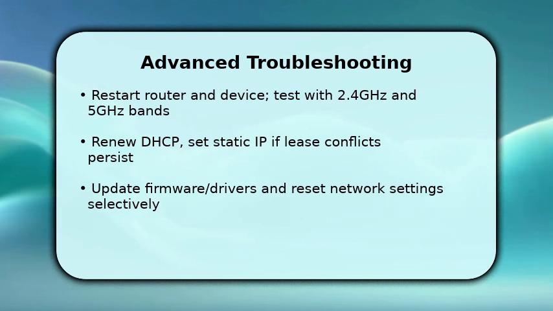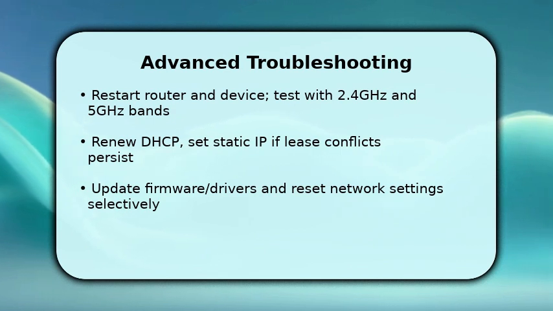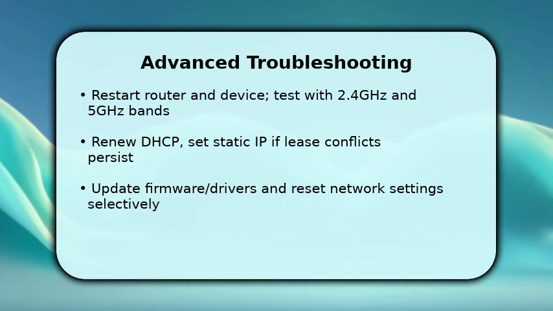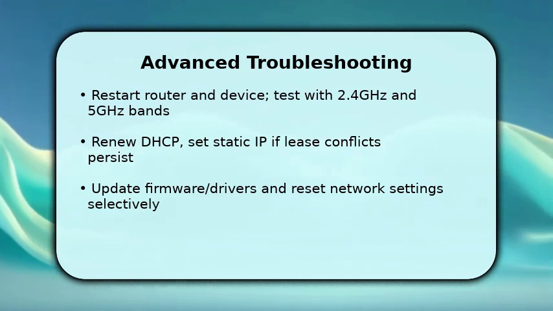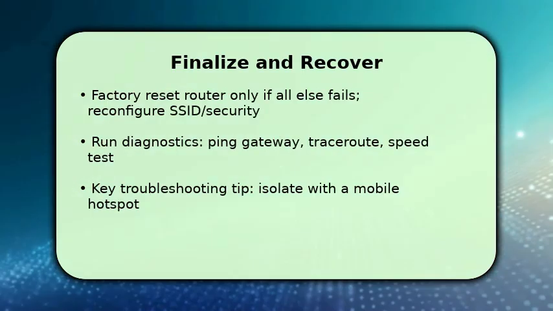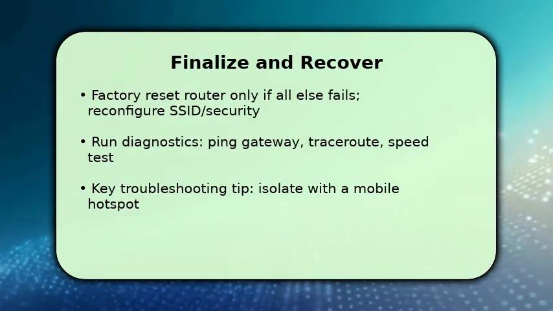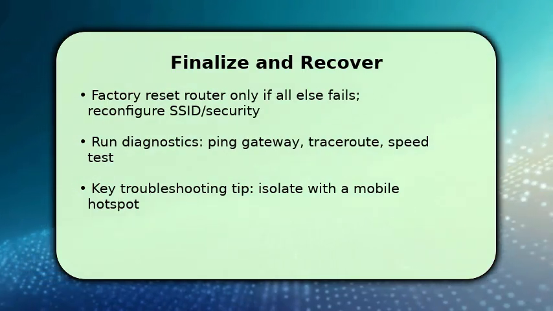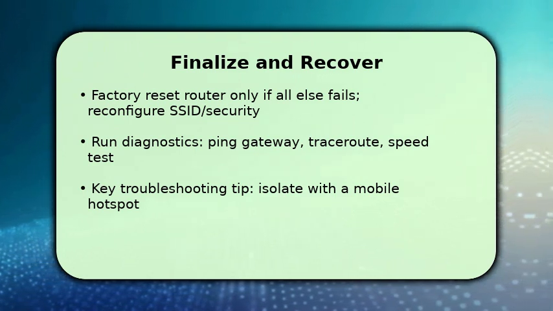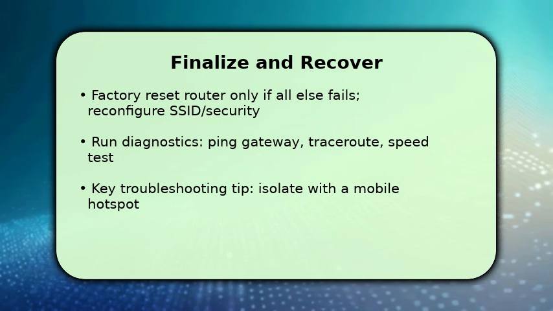Update router firmware and your device's Wi-Fi drivers, and if needed, reset network settings without wiping user data. Make sure to retest after each change, so you know you finish by verifying stable connectivity and reapplying secure settings. If everything else failed, factory reset the router, then reconfigure SSID, password, and WPA2/WPA3 settings. Save a backup of the configuration file.